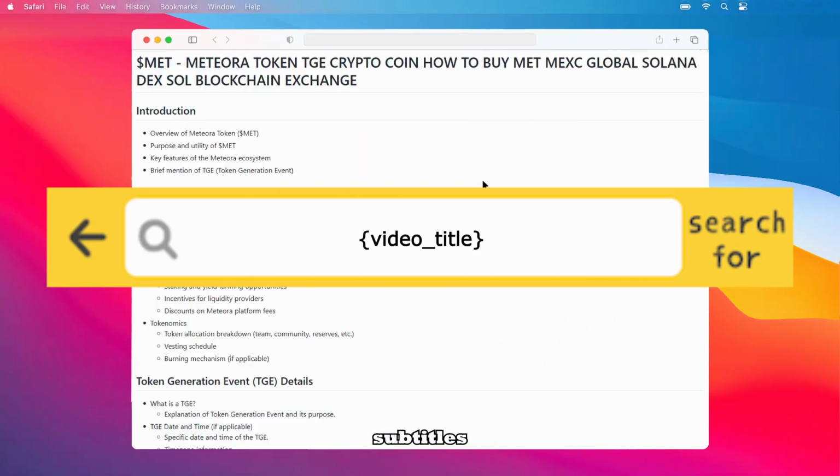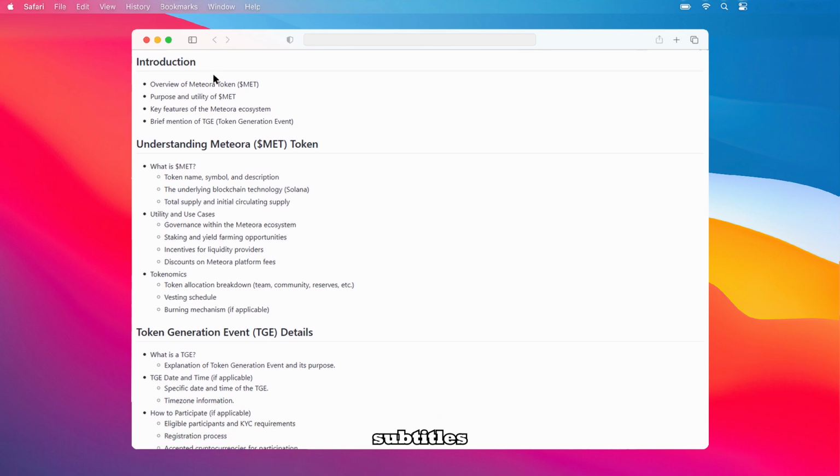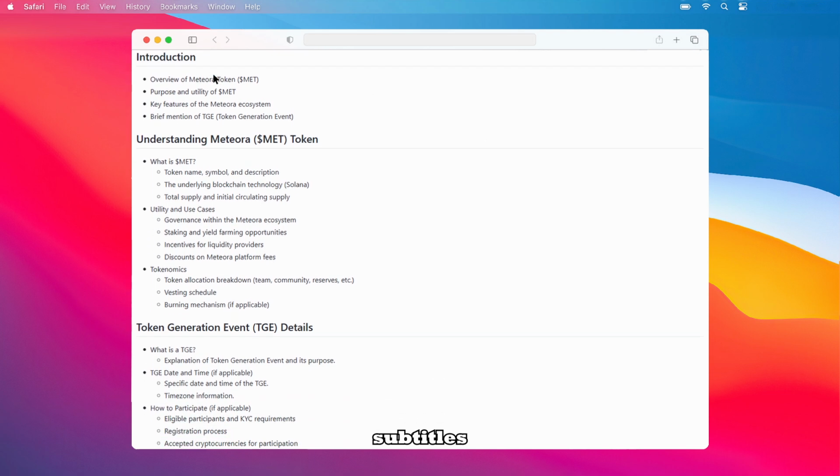Today, we're diving into the world of METEORA token, symbolized as $MET. We'll provide an overview of what this token is all about, exploring its specific purpose and the utility it brings to the table. We'll also highlight the key features that define the METEORA ecosystem, giving you a good understanding of its core functionalities. Finally, we'll briefly touch on the TGE, or Token Generation Event, which is an important milestone in the life of any cryptocurrency.